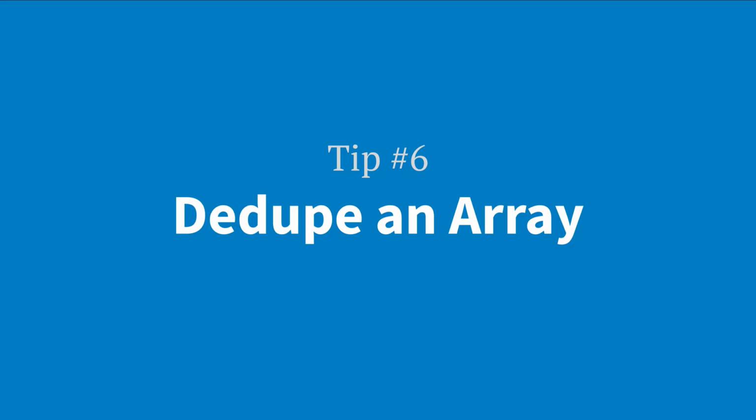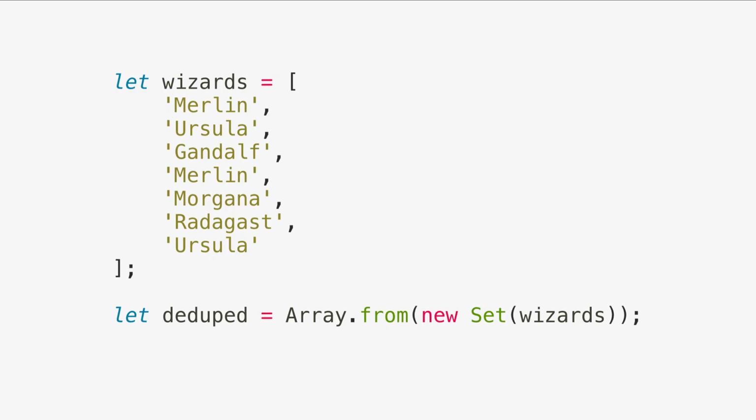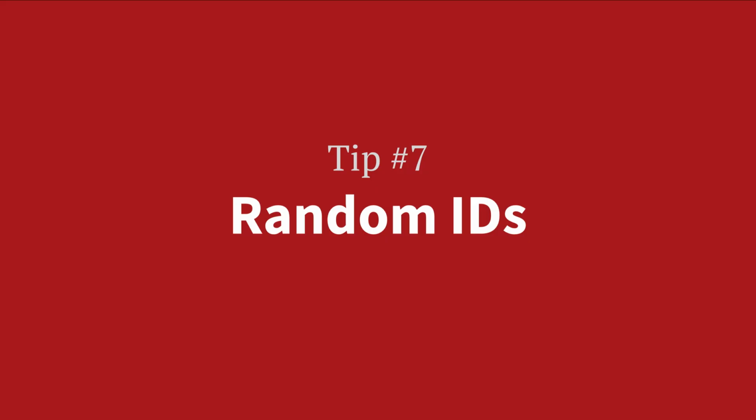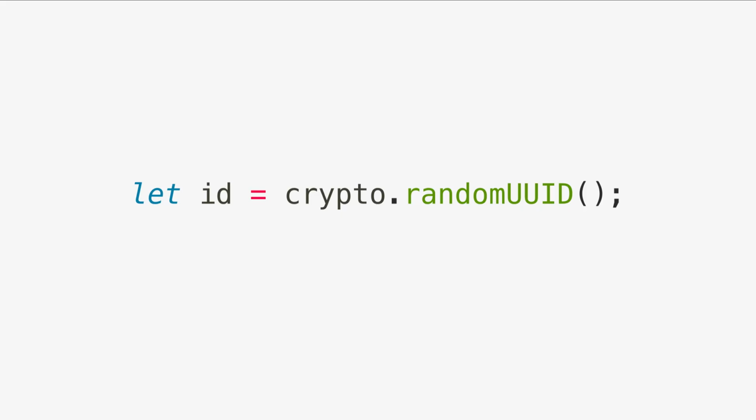Tip number six, removing duplicates from an array. The Set object is a lot like an array, but each item in it must be unique. If you pass an array of duplicate values into the new Set constructor and then convert the returned Set object back into an array, you get a new array with all of the duplicates removed. Tip number seven, generating random IDs. The crypto.randomUUID method generates a random, cryptographically secure unique ID.